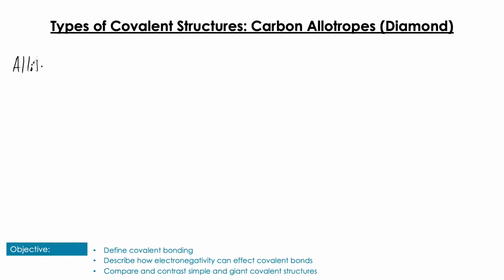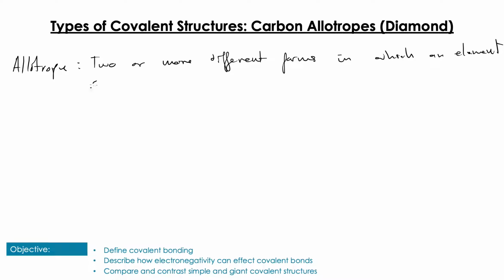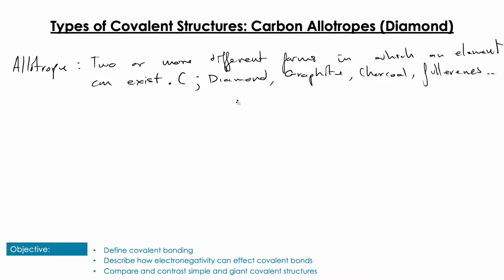Now, as I mentioned diamond, I've already alluded to the fact that there are different forms that carbon can take, and these forms are called allotropes. So an allotrope is where there's 2 or more different forms in which an element can exist. So for carbon, this is diamond, graphite, charcoal, Buckminster fullerenes. We also have things like graphene and carbon nanotubes.